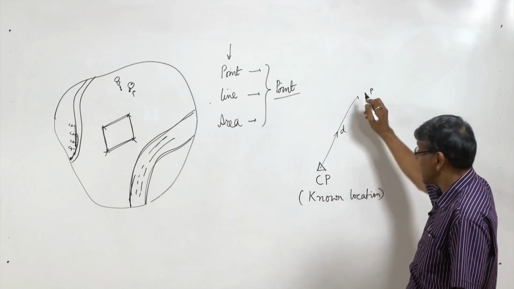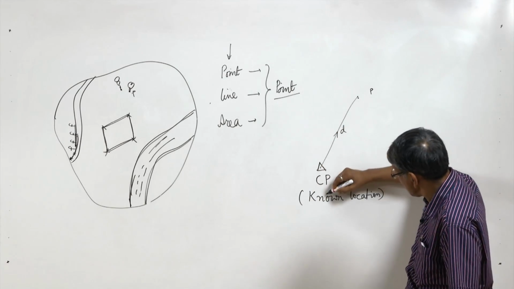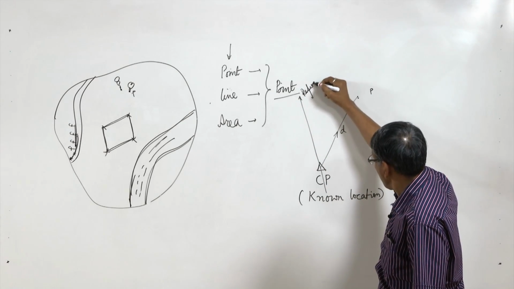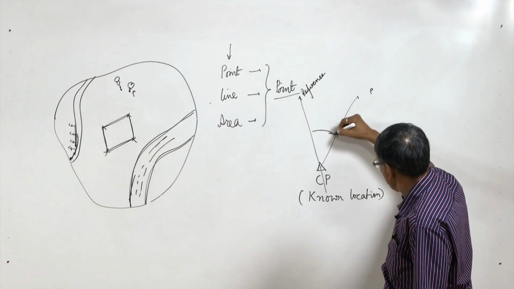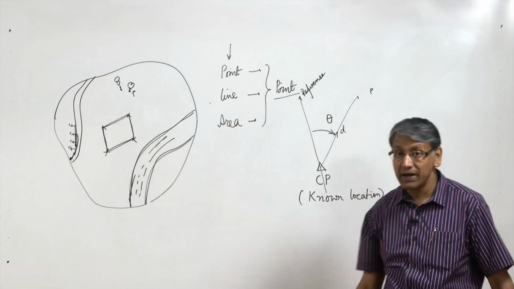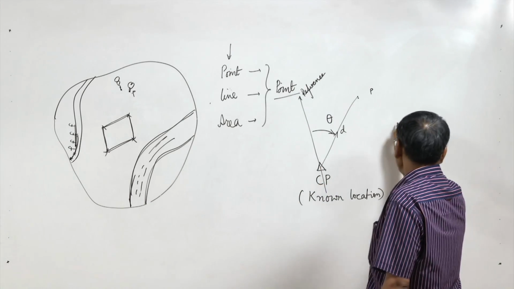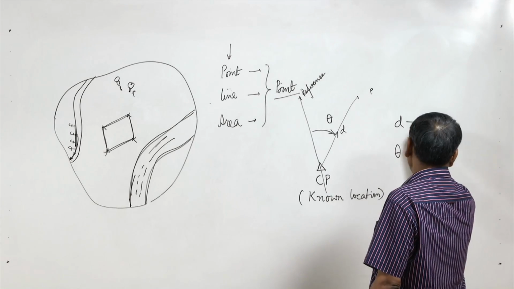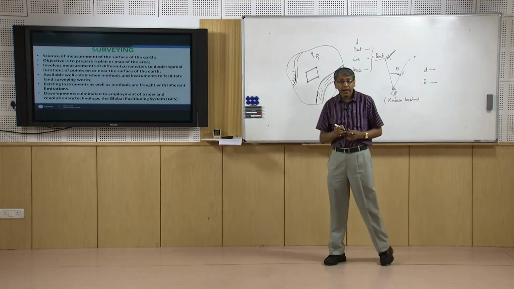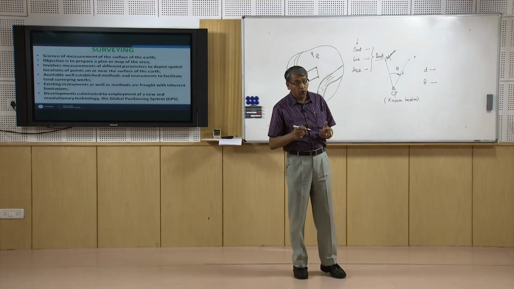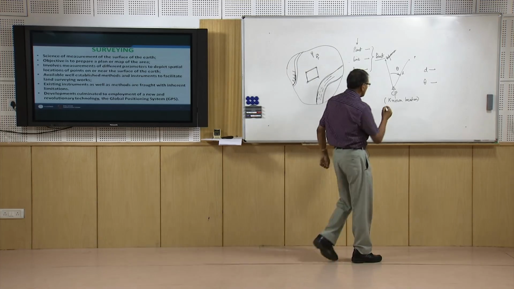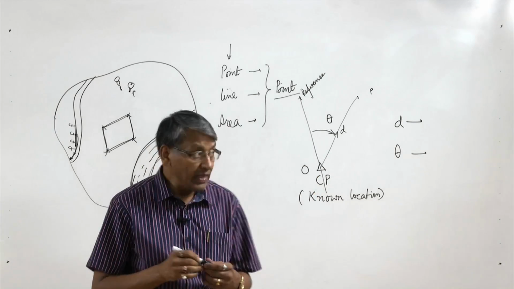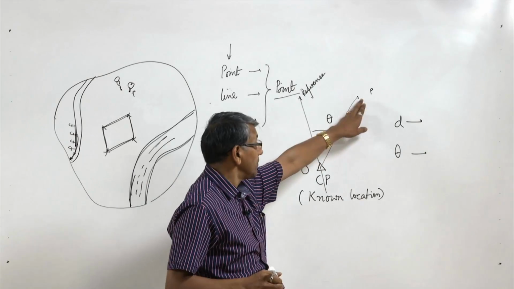Now, to know the direction, we need to have a reference, and then we will get some direction. So, distance and direction of any point with respect to a point whose location is already known, we call it control point, or also we can call it the origin. Then only we will be able to get the position of the point P.